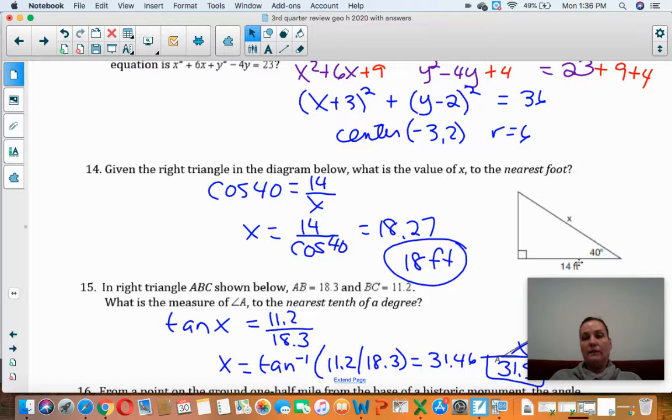This is my angle, 40. This is adjacent. This is hypotenuse. So cosine of 40 equals 14 over x. I put a 1 under this and cross multiply, and I get cosine of 40 times x equals 14.